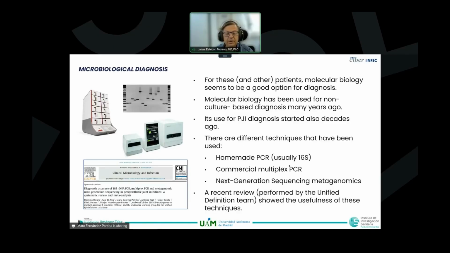This could be a very useful methodology that has been performed and tested many years ago. It has been used for prosthetic joint infection. We have three different types of technique: the homemade PCR, the commercial multiplex PCR, and the next generation sequencing.